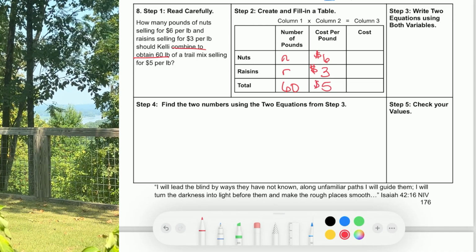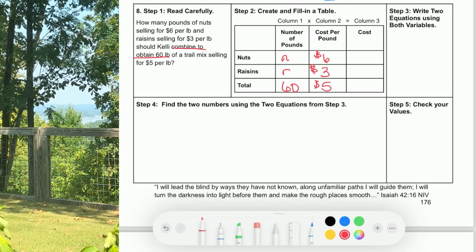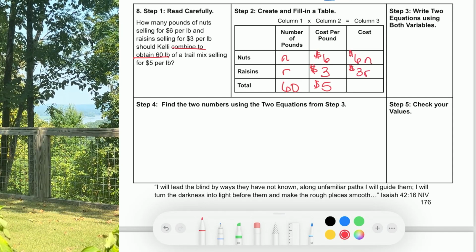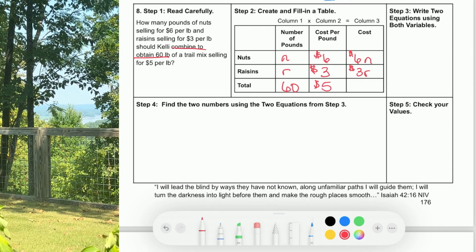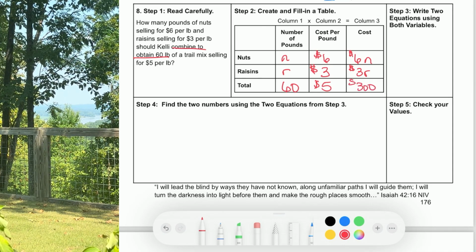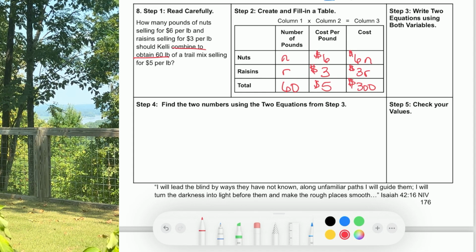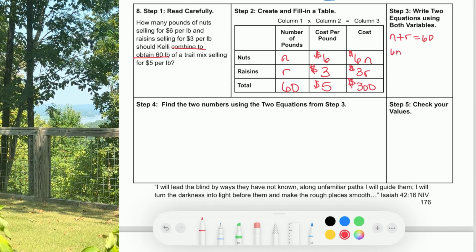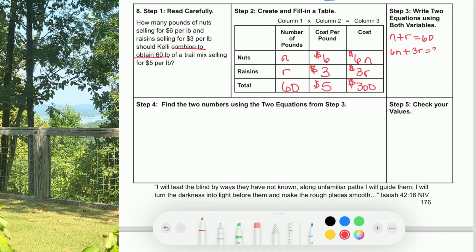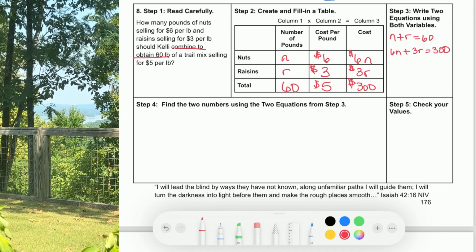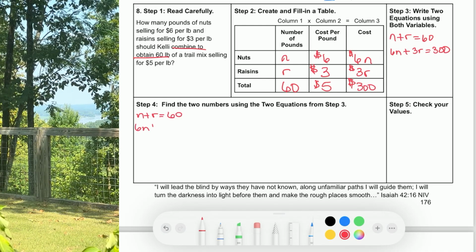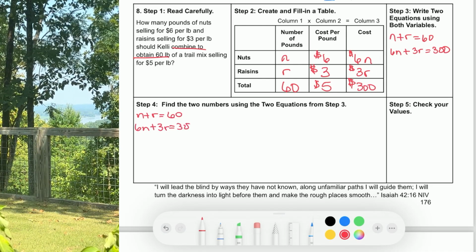Now we need to figure out our column 3. We multiply across, and that gives us 6N, 3R, and 60 times 5 is going to be 300. Now our first column gives us our first equation, N plus R equals 60. And our second equation comes from the third column: 6N plus 3R equals 300. I'm going to write those over here. N plus R equals 60. 6N plus 3R equals 300.